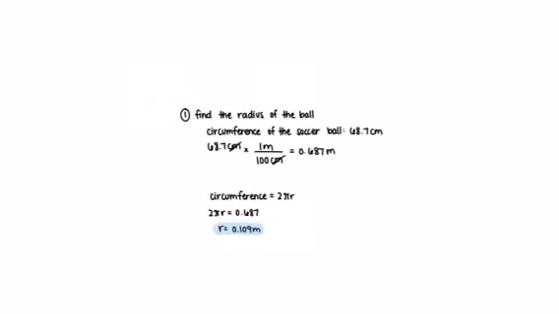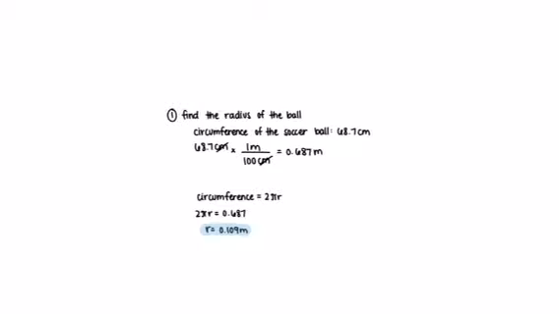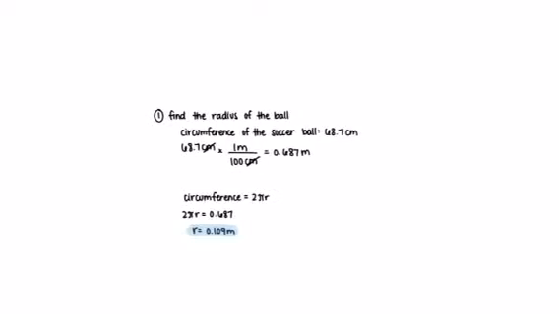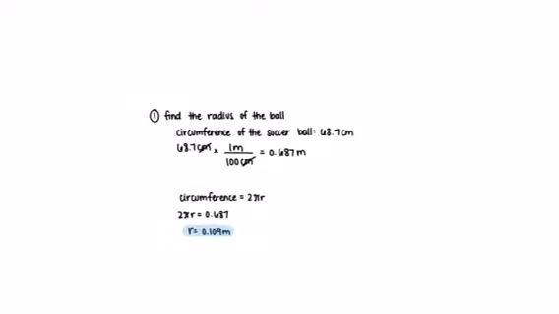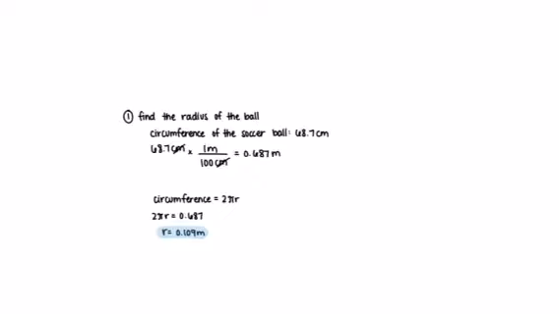Step 1 is to find the radius of the ball. Using a string, measure the circumference of the ball by wrapping it around the ball exactly once and measuring the distance of the string. The circumference of the soccer ball is 68.7 centimeters, which using dimensional analysis, you get that it's 0.687 meters. The circumference is also equal to 2 pi r, so set 0.687 or whatever the circumference is equal to 2 pi r and solve for the radius.